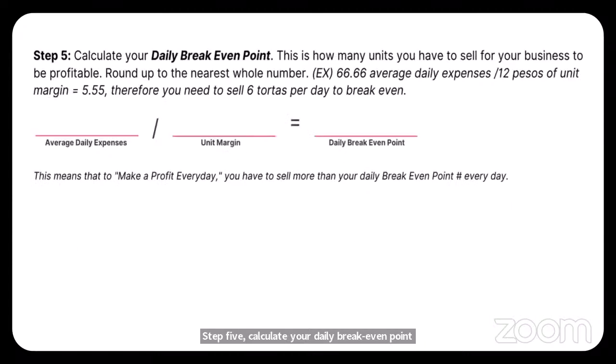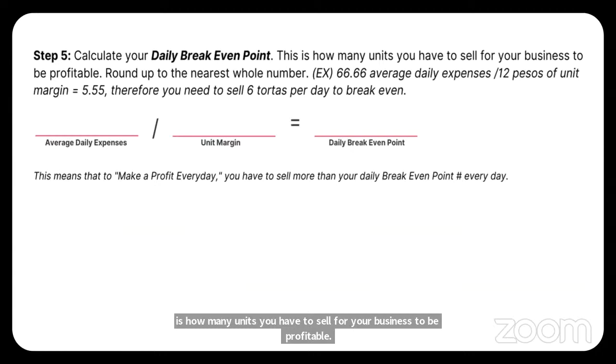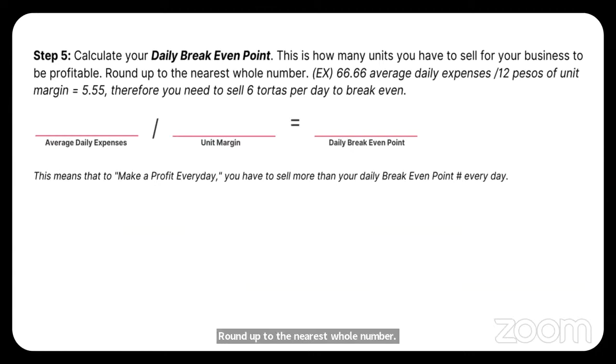Step 5, calculate your daily break-even point. This is how many units you have to sell for your business to be profitable. Round up to the nearest whole number. So we talked about 66.66 average daily expenses, divided by 12 pesos of unit margin equals 5.55. Therefore, we're rounding it up. You need to sell 6 tortas per day to break even. This means that to make a profit every day, you have to sell more than your daily break-even point every day.